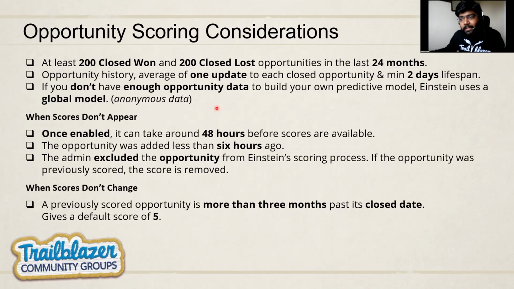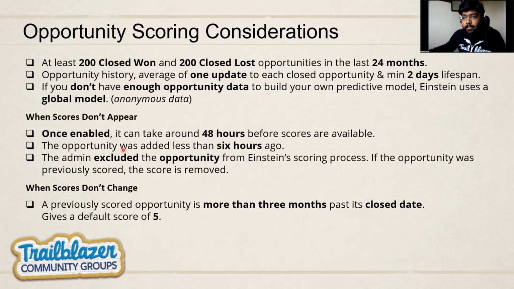So it will take the data from other Salesforce customers, anonymous data. It will not showcase that in your org anywhere, but it will on the back end use anonymous Salesforce data from other customers and have a global model which Salesforce has built. And based on that data model, it will run your opportunity on it and then show you the score.